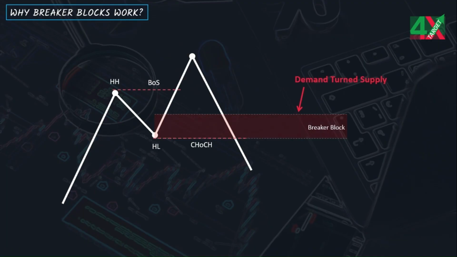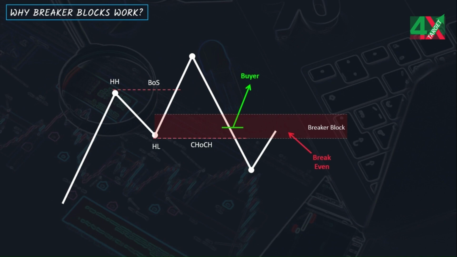Traders who entered buy positions from that order block are now trapped. As price moved below the zone, these traders hope for a pullback so they can exit their positions near break-even. When price returns to this area, their buy orders are closed, effectively turning into sell pressure. This sudden release of trapped liquidity fuels strong bearish momentum.